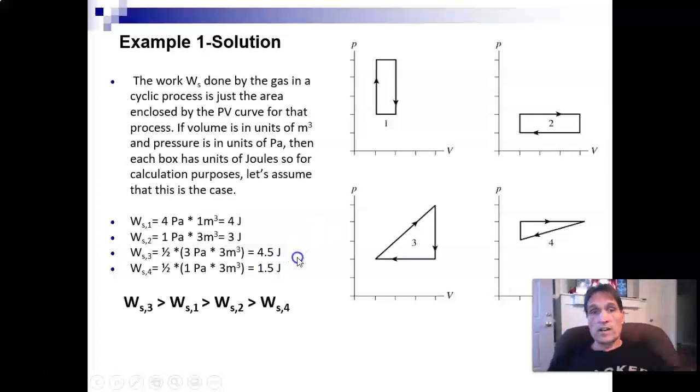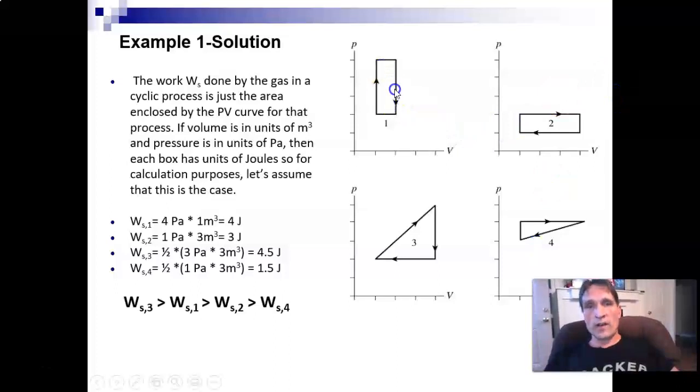And so the work done by the system in process 3 is the largest. It's 4.5 joules. 1 and 2 are tied. Again, remember the typo. 1 should be 3 joules, 2 should be 3 joules. And so these two should be tied. WS1 and WS2 are 3 joules. And then the work done in process 4 by the system is the smallest. It's 1.5 joules. And so for any cyclic process with simple geometry, you should be able to calculate the area enclosed and use that to compare work.